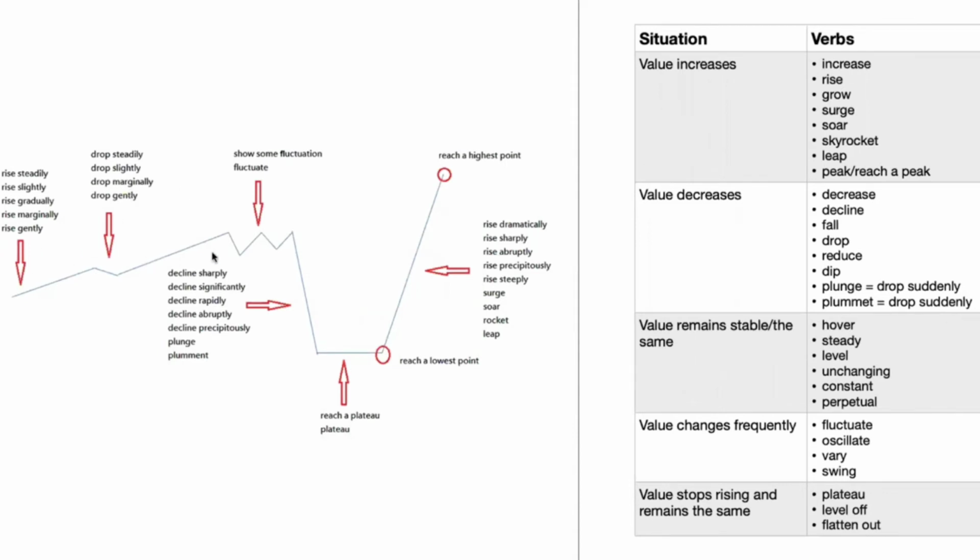Here we have an excellent drawing, a great representation of when to use the vocabulary that we have on the right. So we've got our increases, decreases, remaining stable, changing frequently, or stopping rising and remaining the same. We've got everything we've looked at so far. You can pause here and take your notes, but this is something that you don't want to miss when it comes to using this great vocabulary.